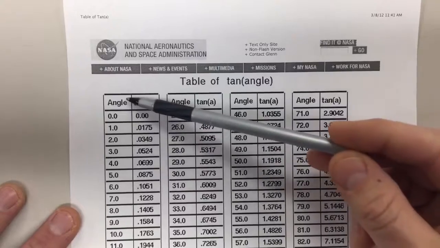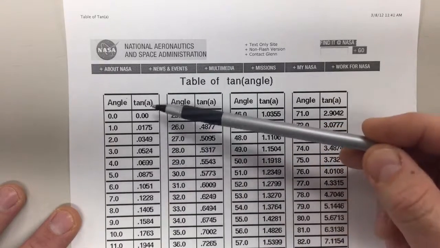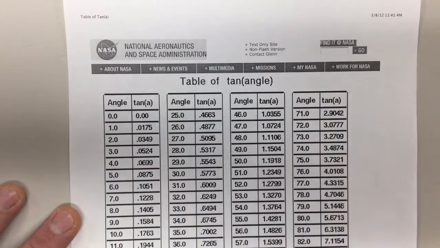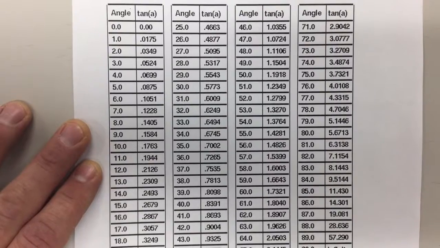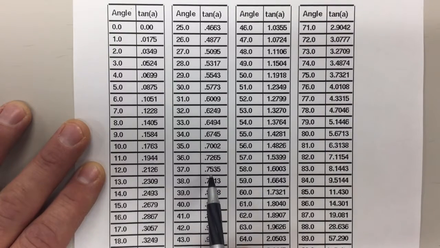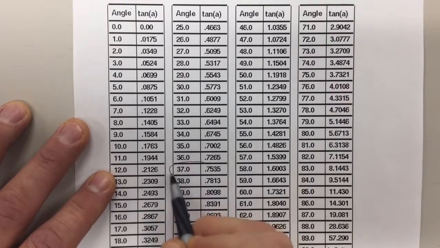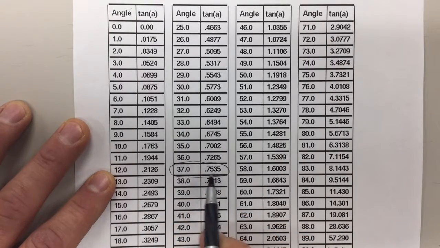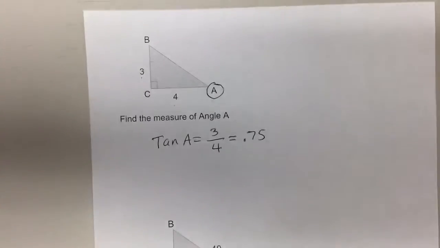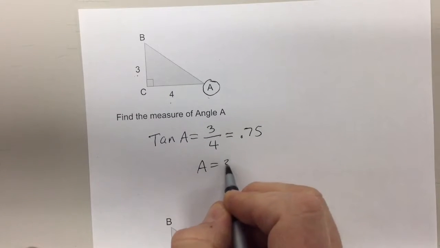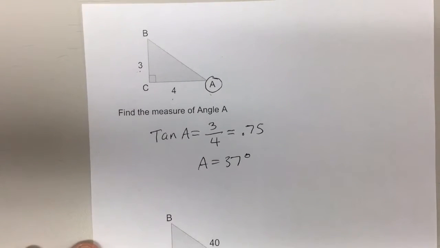Again, it's set up in the same way. Angles in the first column, tangent in the second. So I'm looking for 0.75. You'll notice in the second column, I can find a number very close to 0.75. So that means my angle is 37 degrees. So A would equal 37 degrees.